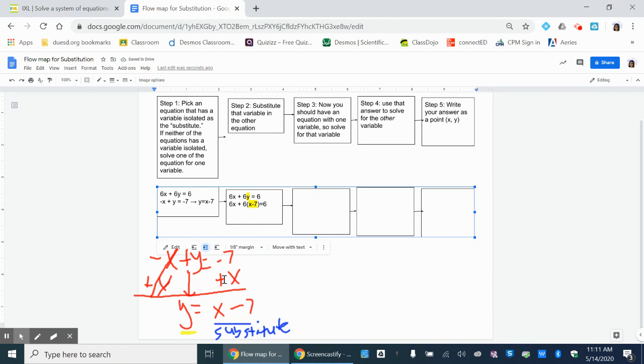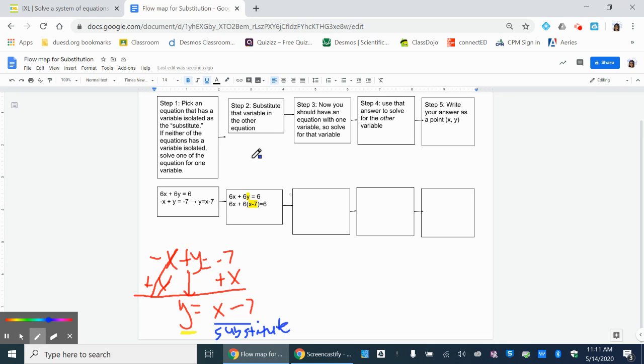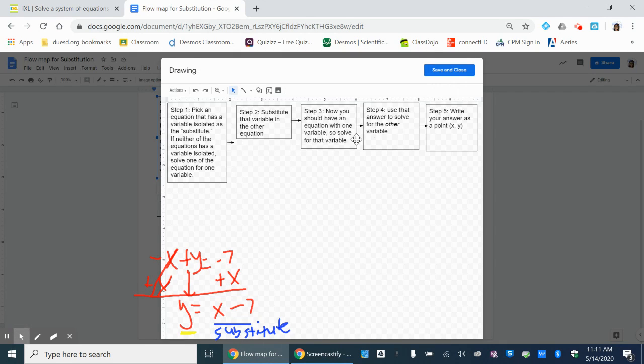Now I'm going to do the math with you guys down here. What ends up happening is step 3. Now you should have an equation with only one variable.